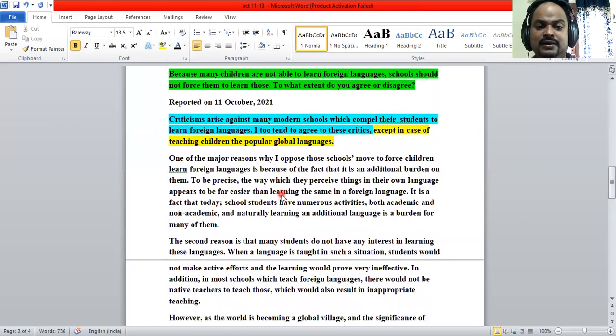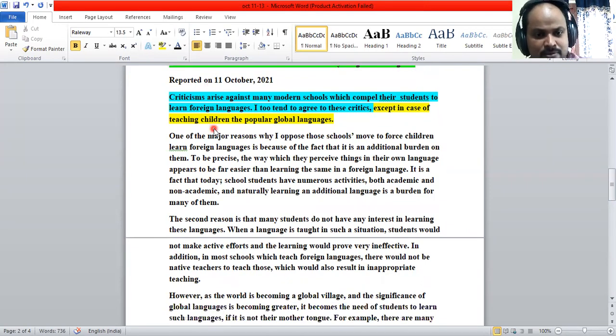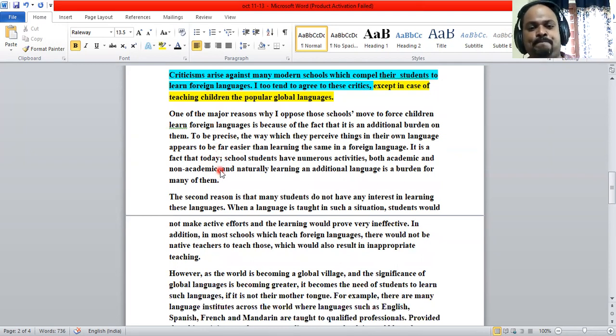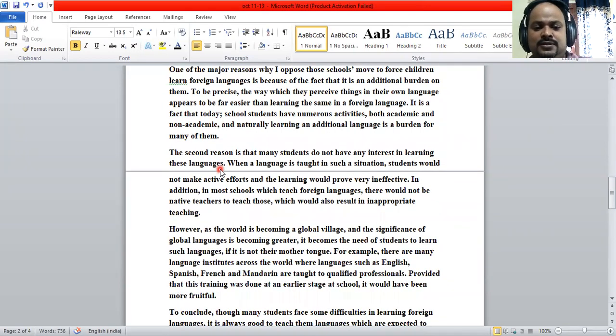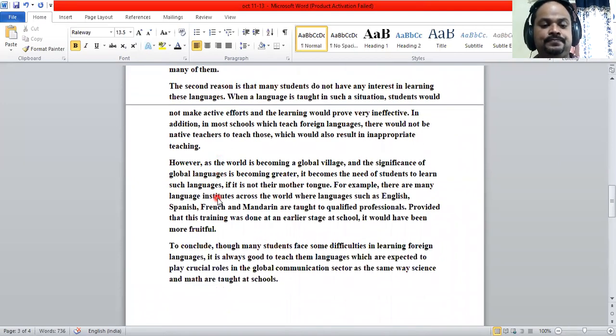So the question is clear. By the time we reached the conclusion, it became very clear. It was well explained in the two body paragraphs. We have said why criticisms are there against the school's move to teach foreign languages, and what the exceptional case is. Languages which are of global significance have to be taught. Both these things are arranged, and we have a clear-cut summary at the end.